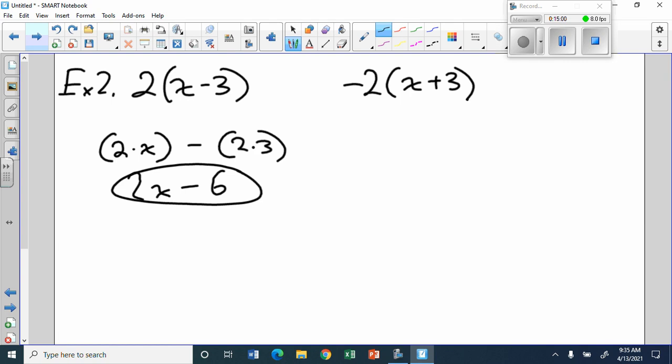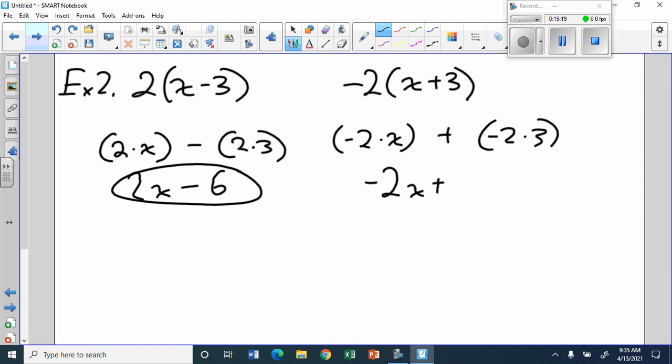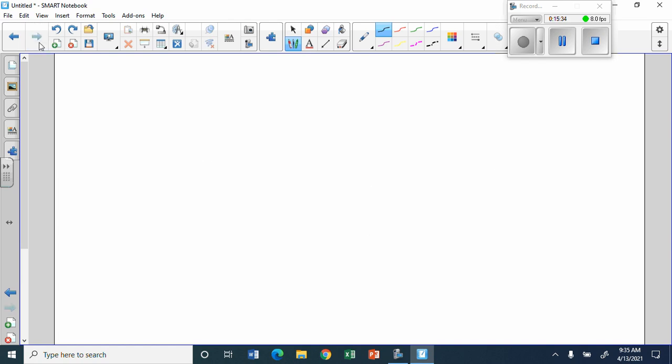Do the same thing here. How many numbers do I have on the inside? 2. So I'm going to have 2 groups, and they're going to be added together. -2 times x, -2 times 3. -2 times x is -2x plus, -2 times 3 is -6. And when there are 2 signs together, we can simplify that: -2x minus 6. Get rid of the disguise. Does that make sense?